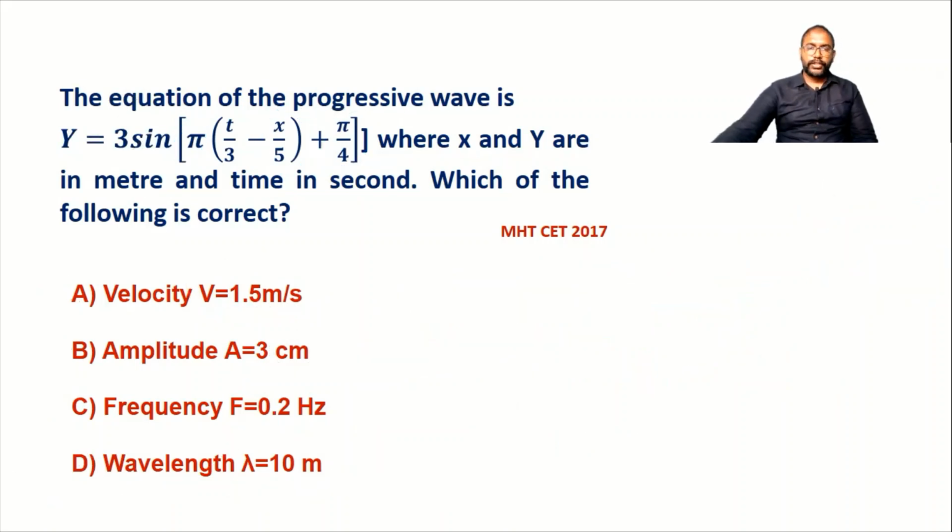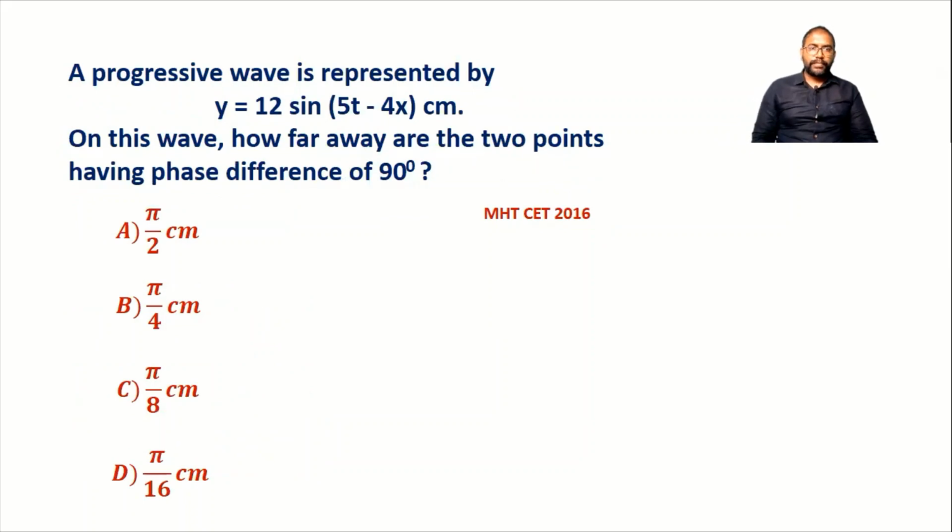Now after that, next question. Again, a progressive wave is represented by an equation, and see here the unit is given in centimeter. On this wave, how far away are the 2 points having a phase difference of 90 degree? Phase difference is given and they ask how far away are the 2 points. It means we have to find the path difference between the two waves. So you remember the relation between phase and path: phase difference is equal to 2 pi by lambda into path difference. This is the relation.